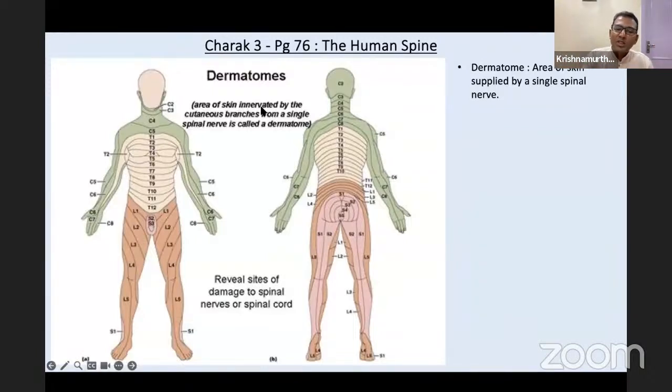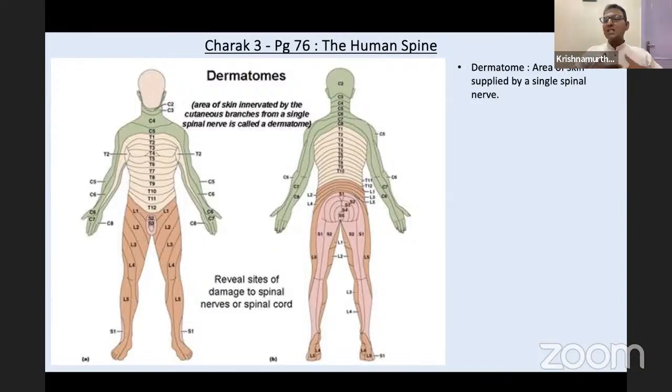So if there is a problem in a certain part of the spine, it will affect certain areas of the skin. Say if the cervical part is getting affected. You can see C8. So in cervical, you have 8 nerves. It will affect the upper part of the body, including most of the neck, head, and some part of the hands. The back side of the hand is covered by the cervical nerves.